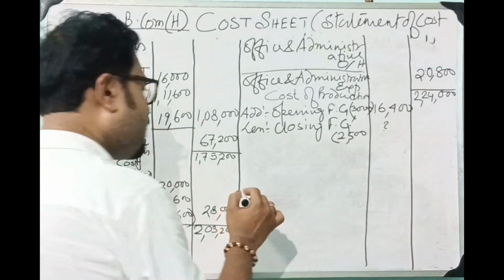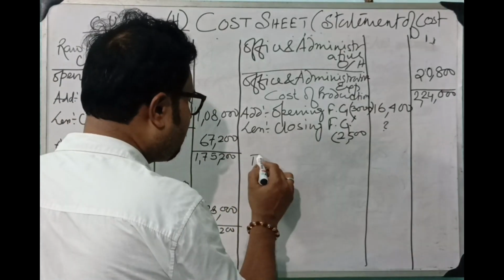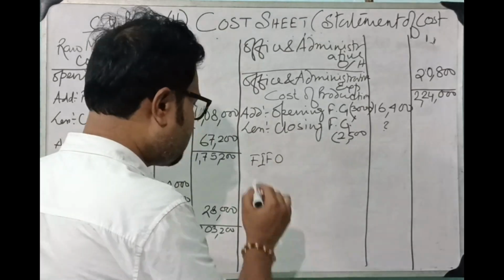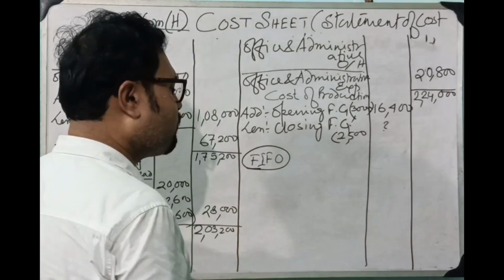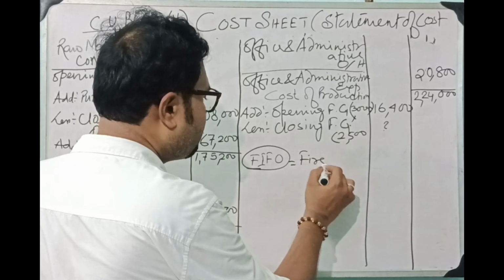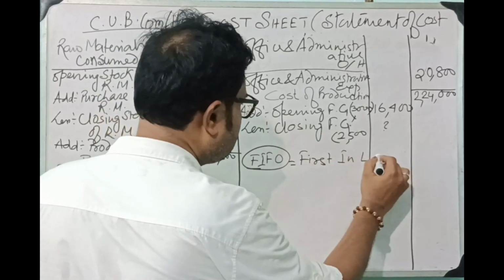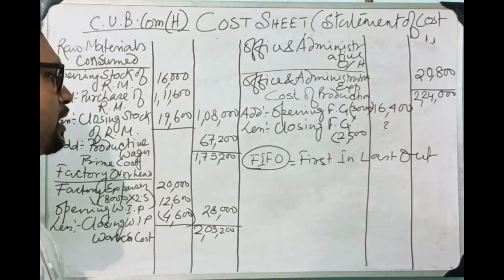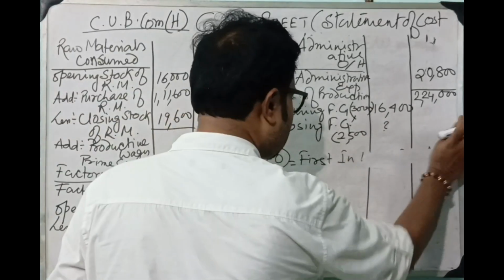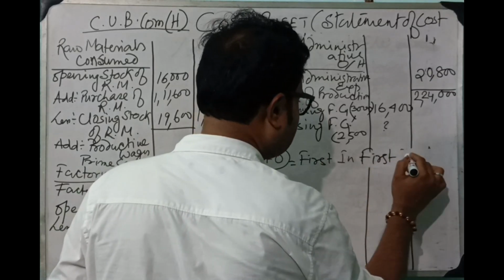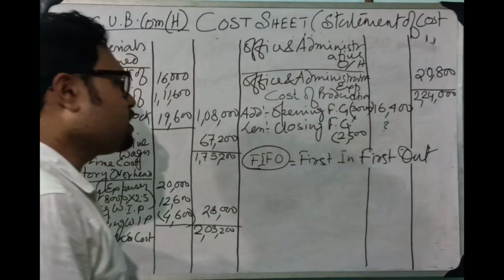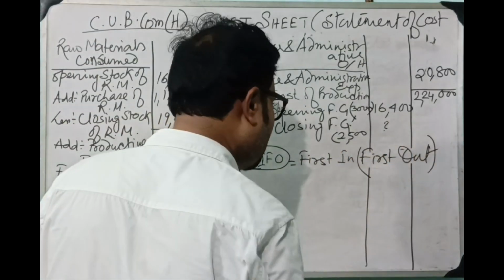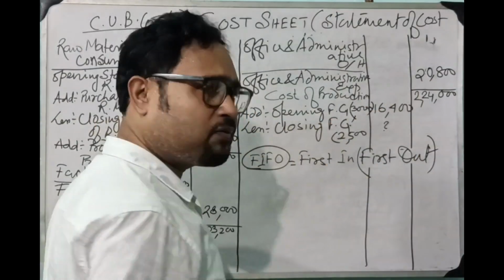Now, we are considering the method called FIFO. I think you are quite accustomed to the term FIFO. FIFO means first in, first out. LIFO is last in, first out. So, opening finished goods are disposed of first.